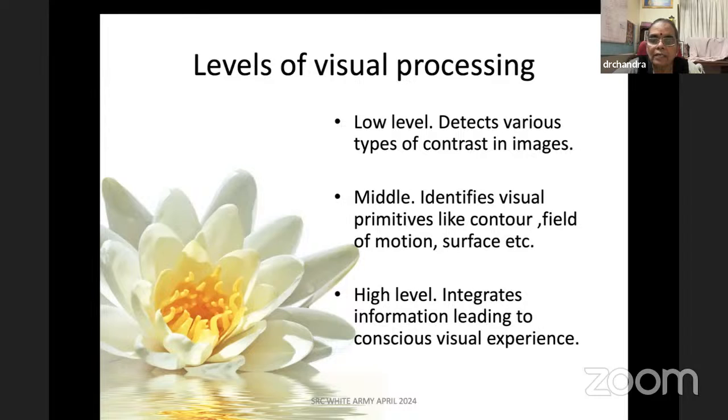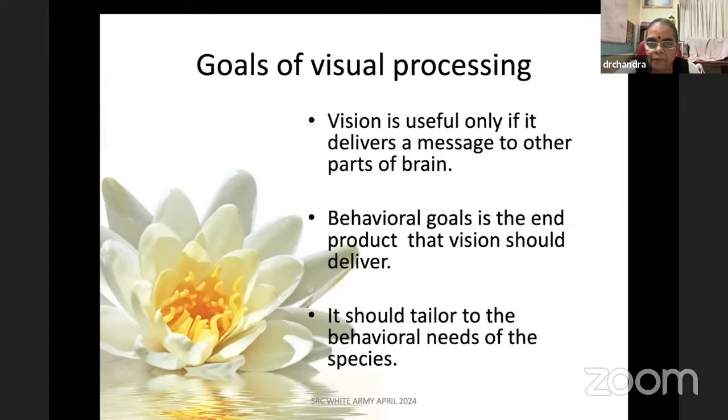And the higher level integrates information leading to a conscious visual experience. We have seen a flower, and you integrate it with the previous experience of someone who is very close to you who gave that flower, and how the emotions were experienced at that time. All that is brought into the interpretation of the seen object. That is the high level, which involves extra-striate visual structures which integrate emotions and experiences in a top-down manner with the bottom-up information received from the lower level and the middle level.